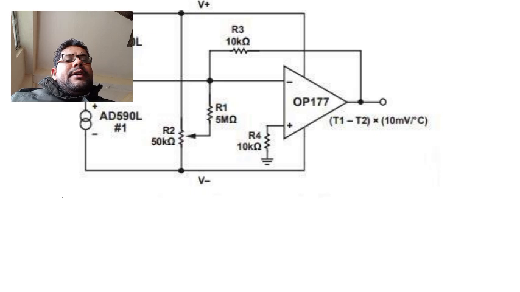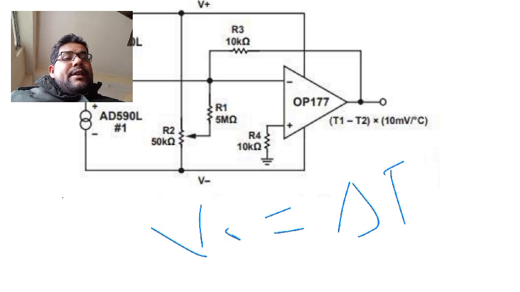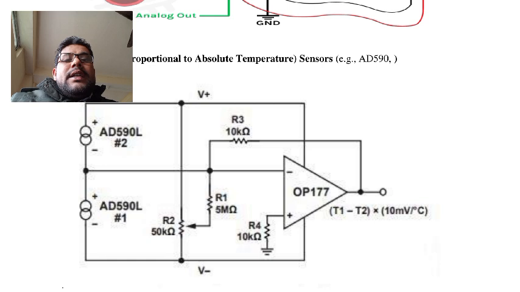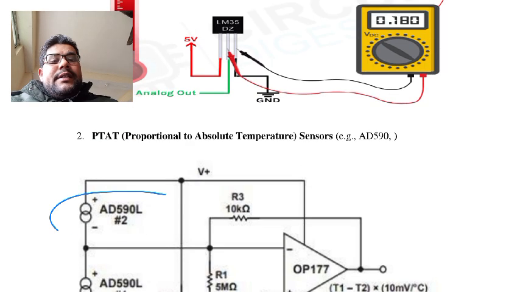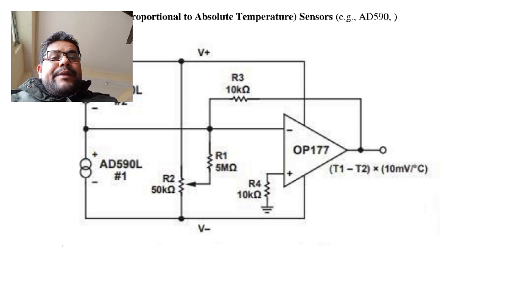So the output voltage can be written in terms of the change in temperature delta T times the sensitivity S. S can be 10 millivolt per degree. Suppose this IC is reading temperature T1, and this one is T2. We have discussed all this in detail in previous lectures.